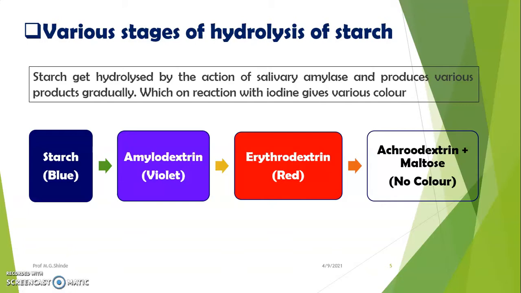Now, the various stages of hydrolysis: starch gets hydrolyzed by the action of salivary amylase and produces various products gradually, which on reaction with iodine give various colors. Starch as such with iodine solution gives blue color. Further hydrolysis of starch to amylodextrin gives violet color, which on further hydrolysis gives erythrodextrin, which gives red color with the iodine solution. The next hydrolyzed products, that is achrodextrin and maltose, do not give color, or they show the achromic point with the iodine test.